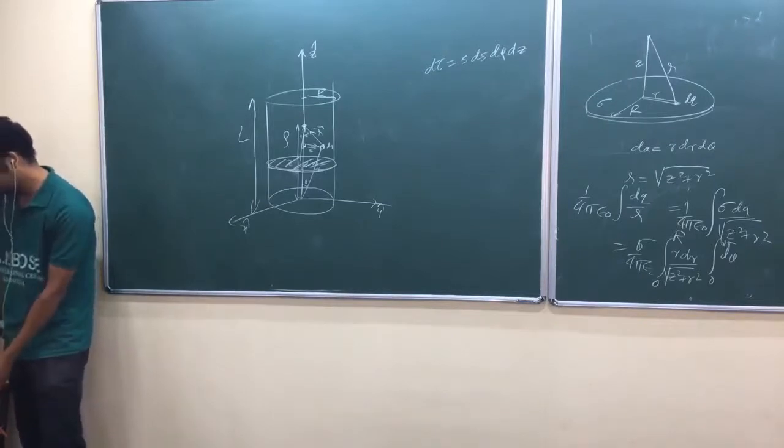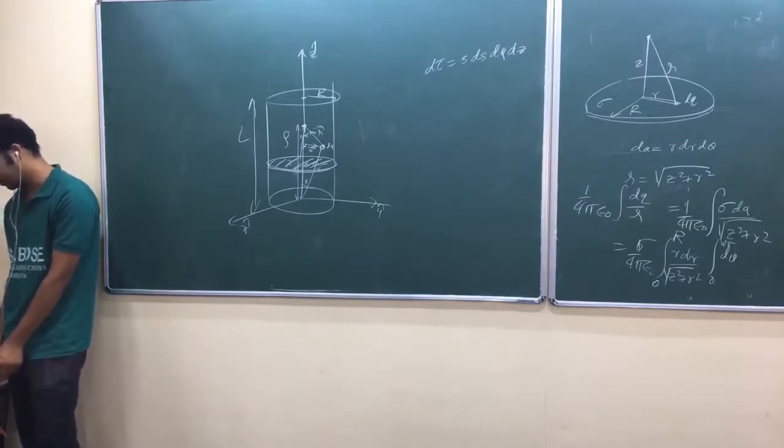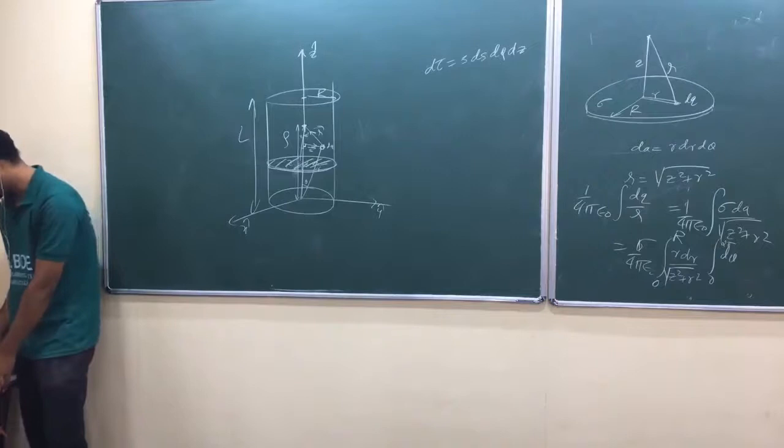2.28 I think you can do. I think 2.29 is checking the Poisson's equation. That also can be done. Okay. So take a break. We shall continue. Okay.